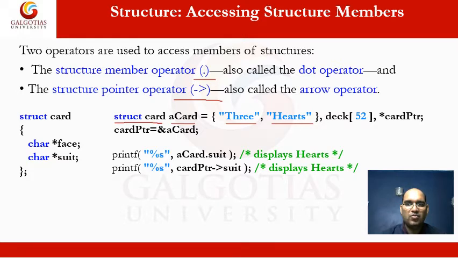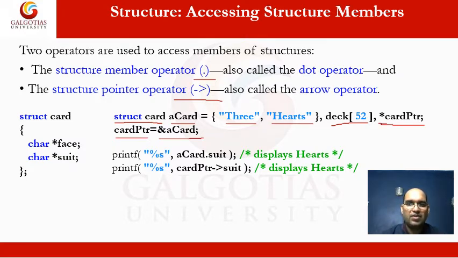We have two more objects of this structure. One is deck 52, that is the array of structure, and the second one is card ptr, that is the pointer to the structure. So what we have done is we have fetched the address of the a card structure and we have stored the value of that address in card ptr, right? Because card ptr is of pointer type, right?